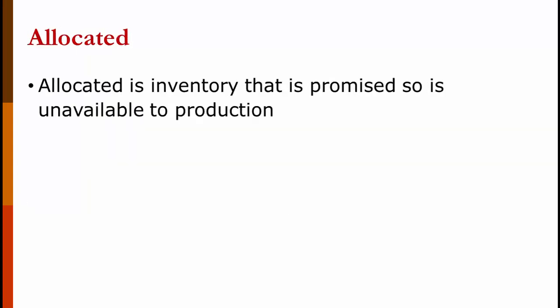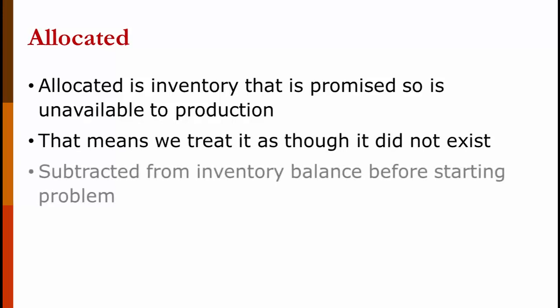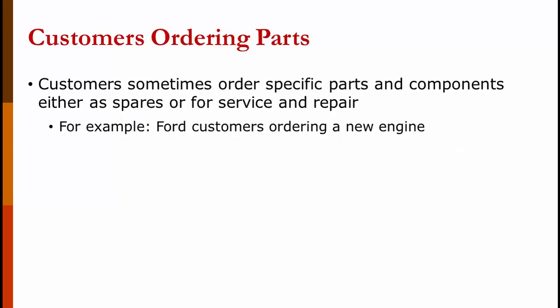Allocated inventory is inventory that is promised so it's unavailable to production. So you've promised it to engineering, to a customer for a special order, or for whatever reason you just can't use it for your production process. That means for MRP planning, we have to treat it as though it does not exist. The way we do that is to subtract it from the inventory balance before starting the problem, just like safety stock. After that, it does not affect the problem at all. Just like safety stock, a few textbooks will handle it by never allowing the projected on hand to drop below the allocated level, but that's not very common.